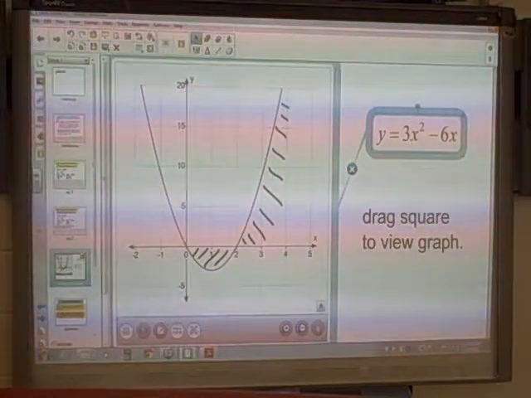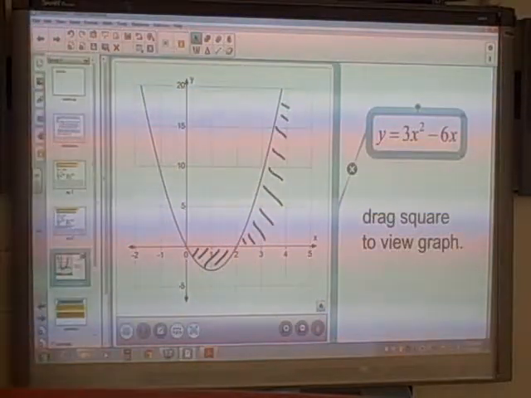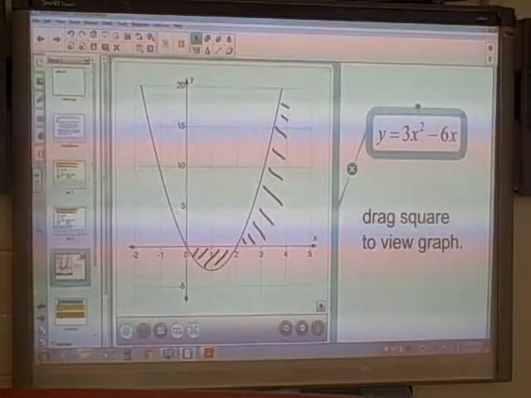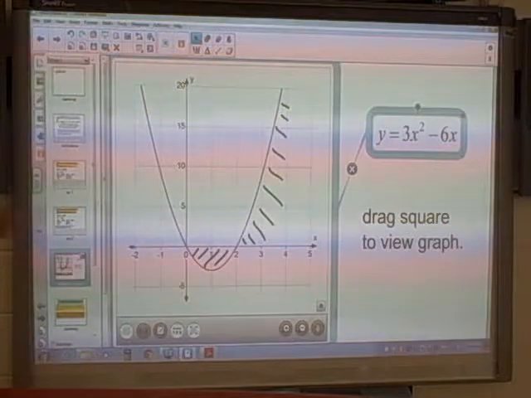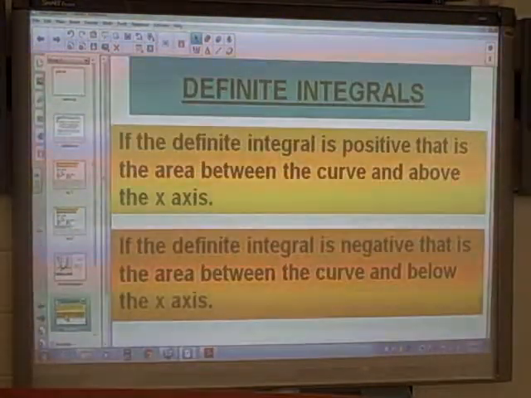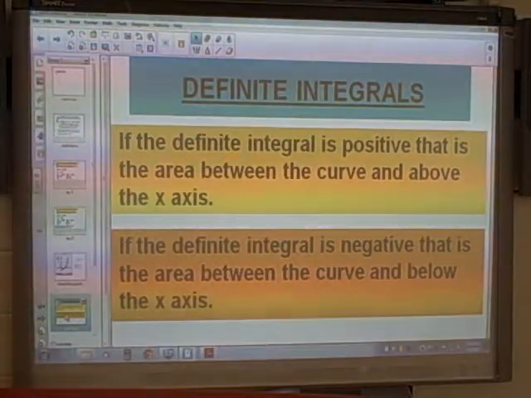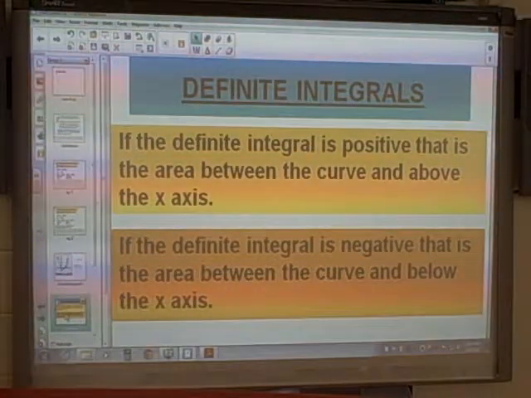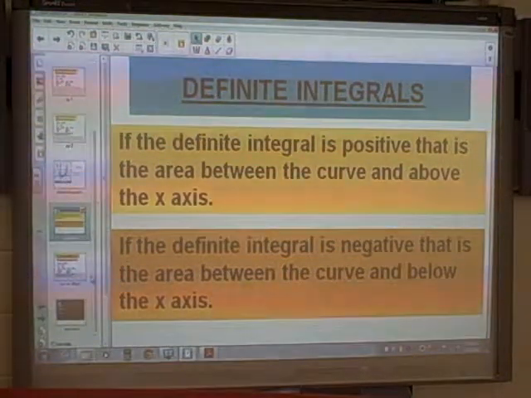The 20 is a positive area because it's above the x-axis. The negative answer we got for the second question shows that it's below the axis. So it's not really that the area is negative 4. The area is 4, but the negative shows you it's below the x-axis. That's the key part about this, and that's what the summary says. If the definite integral is positive, that's the area between the curve and above the x-axis. And if the definite integral is negative, then the area is below the x-axis.